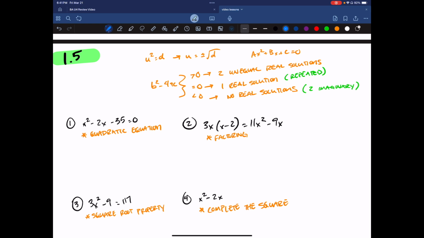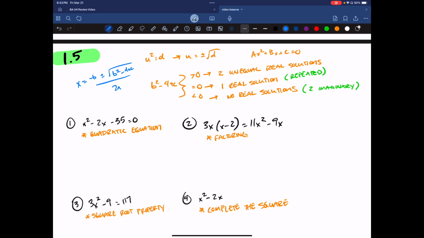The other part about quadratics is it's written in the form ax squared plus bx plus c. Now your quadratic formula is that x equals opposite b plus or minus the square root of b squared minus 4ac, all over 2a. The b squared minus 4ac is also what we call the discriminant.